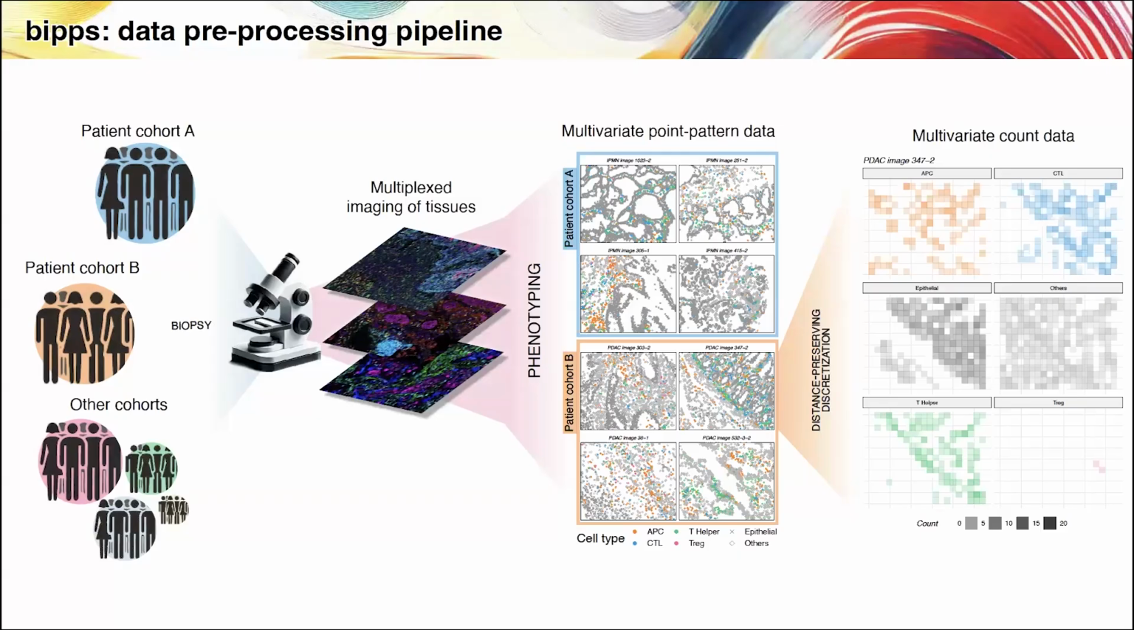So for example, I am taking image 347-2, and you see that there are multiple cell types. And so we take a grid, right? We count how many cells of that type there are in each small pixel, and then we create a count multivariate data set that is like this, right?